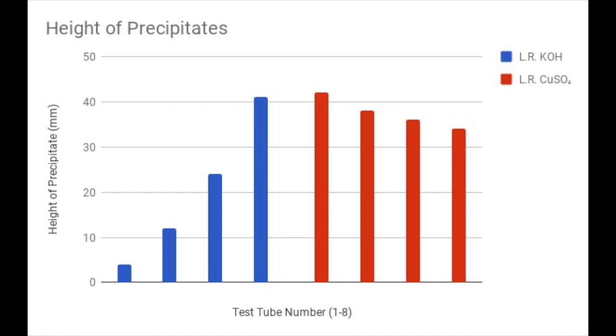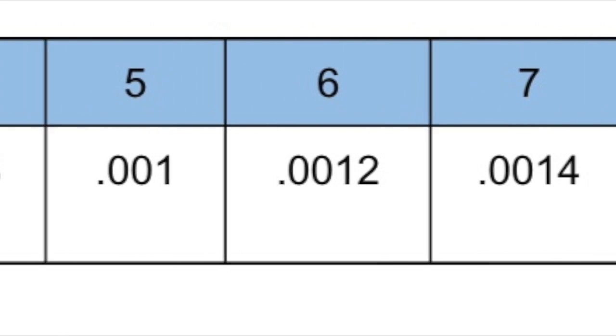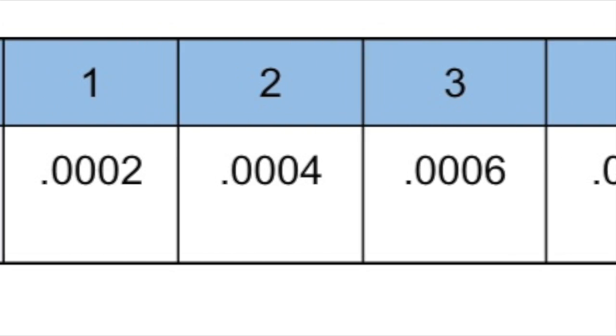However, in tubes 5 through 8, the precipitate began to level off and decrease because potassium hydroxide met and exceeded the level of concentration of copper sulfate. This caused the limiting reactant to be copper sulfate.